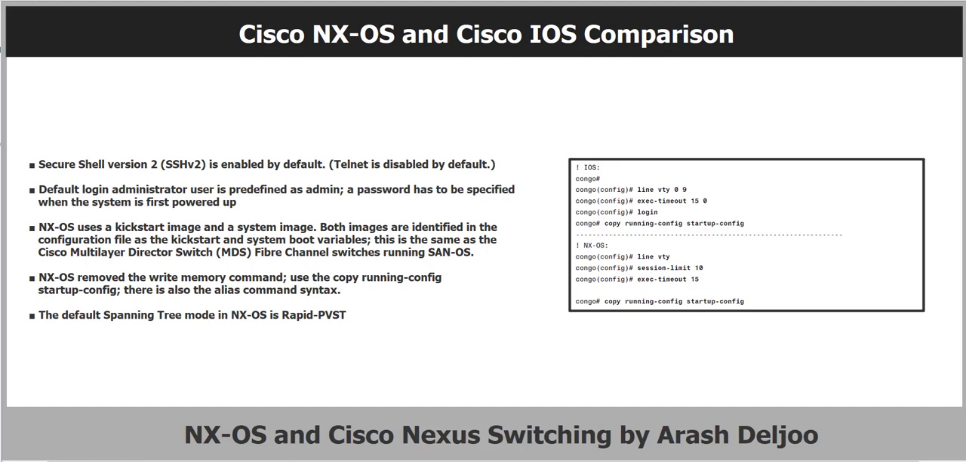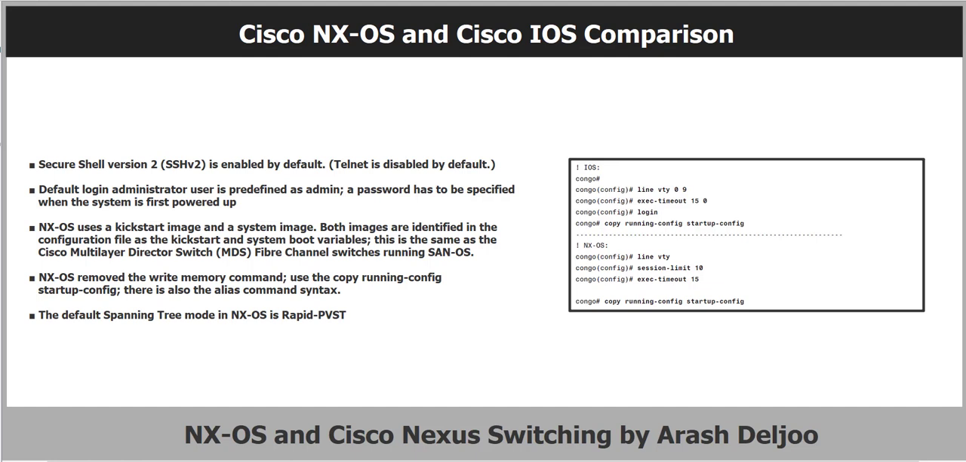After that, NX-OS uses a kickstart image and a system image. Both images are identified in the configuration file as the kickstart and system boot variables. This is the same as the Cisco Multilayer Director Switch, or MDS Fibre Channel switches running SAN-OS. Don't worry about the detail of this item. After that, NX-OS removed the write memory command; use copy running-config startup-config.